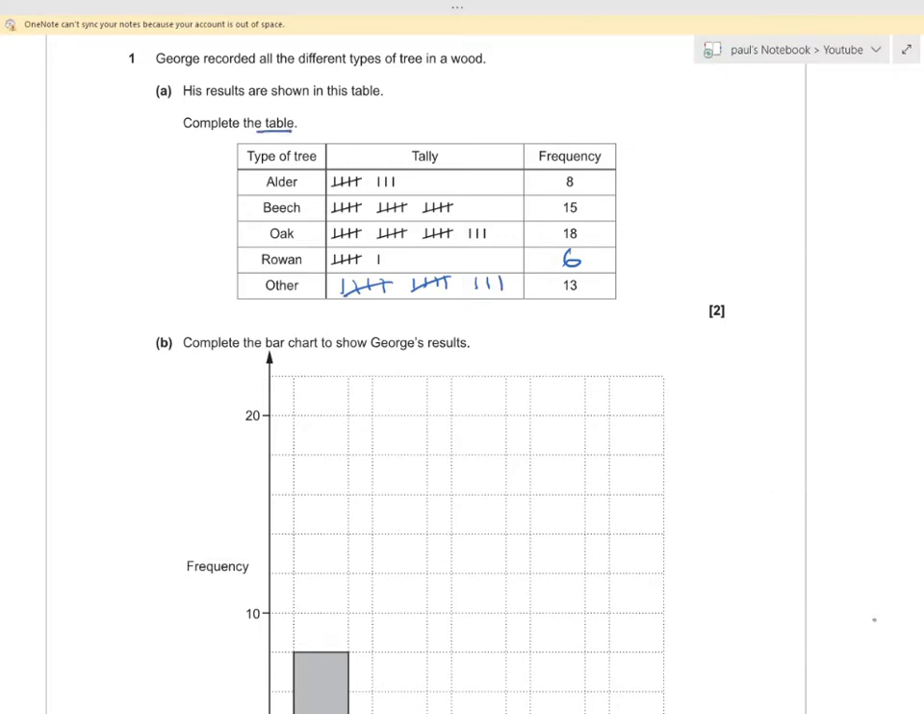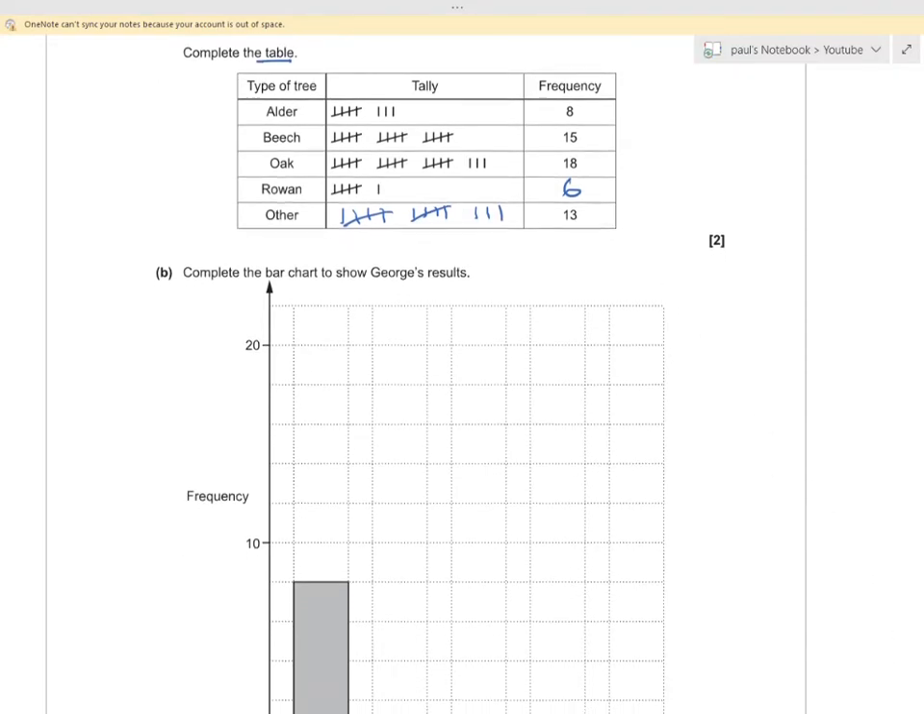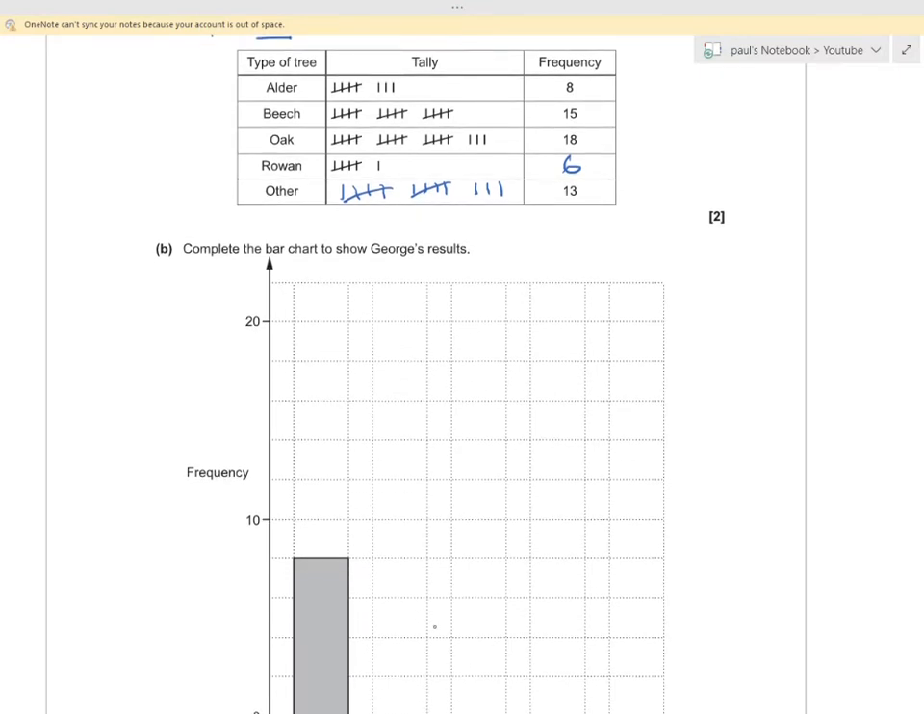There you go. Right, so that first one is alder, then beech. Alder is 8. So this must be 2, 4, 6, 8. Yeah, so each gap is 2. The beech will be 15, which is 10, 12, 14, 15. So the beech, I'm not going to be able to draw these lines very well. So 15 there for the beech. The oak is 18, so 12, 14, 16, 18. So that's the oak down there.